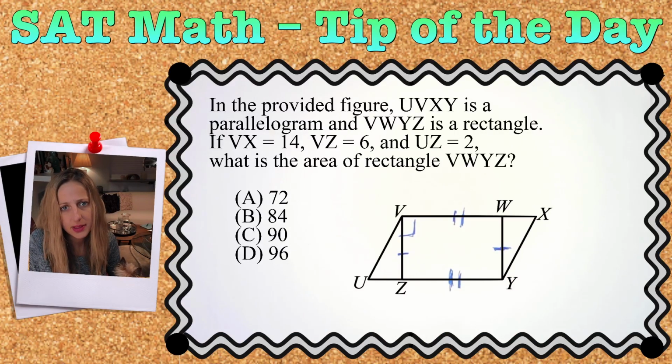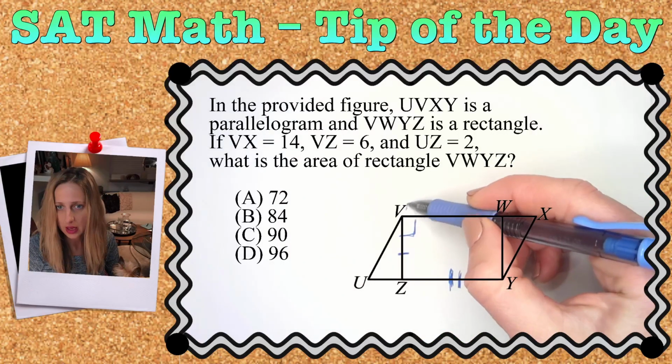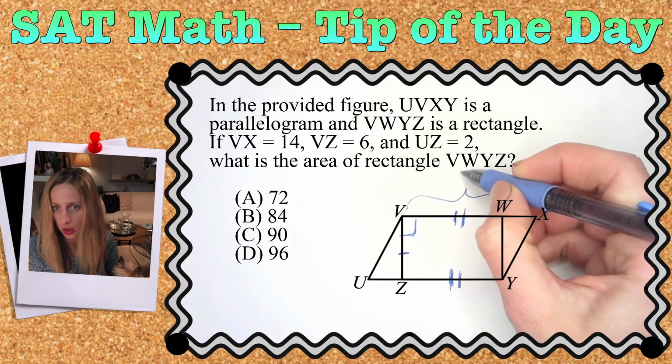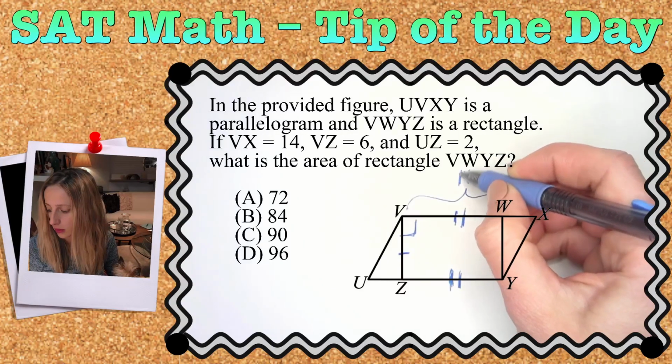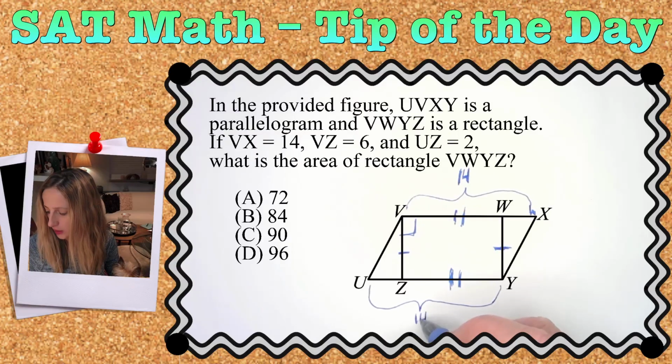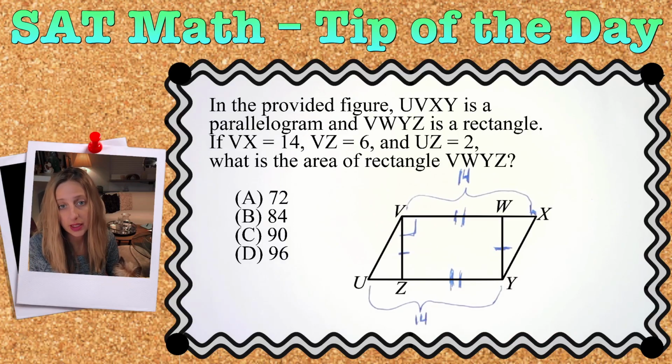If VX equals 14, now again, before I keep reading everything, I'm going to take each bit of information before I get to the end of the problem and label, write it down, and then build on it before I continue. So VX, all the way to there, is equal to 14 in length. Now, if that's 14 in length, so is this. So I'm going to go right ahead and label that 14 as well.